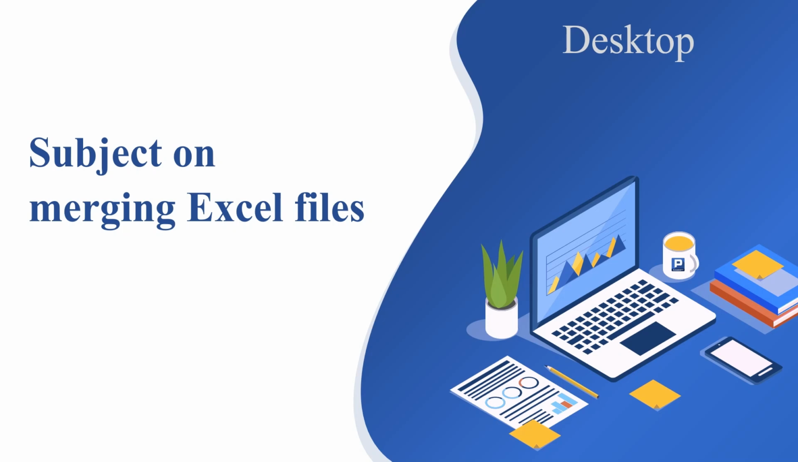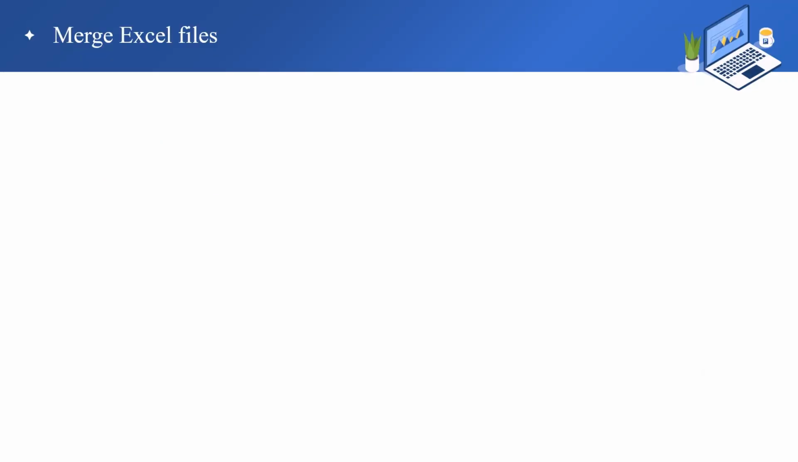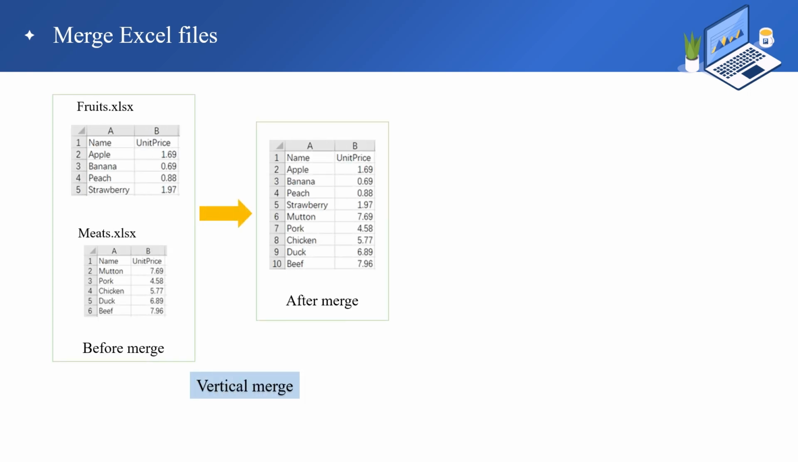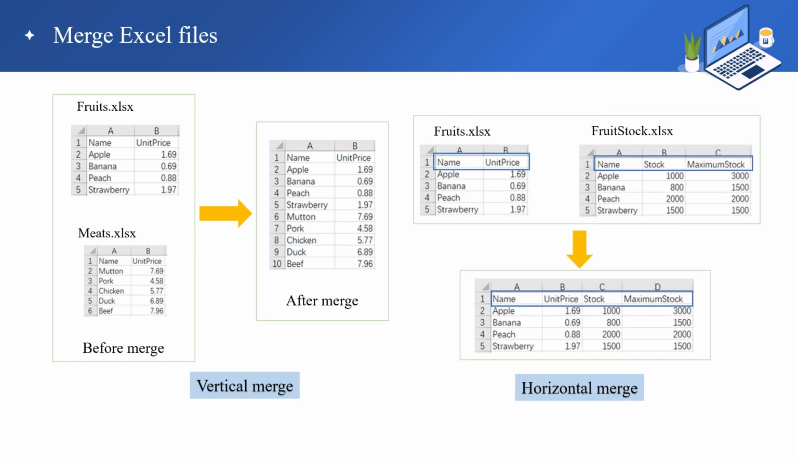Subject on merging Excel files. Merging Excel files is a kind of issue we often encounter in our daily work. For example, we often need to merge rows of Excel tables vertically or merge columns horizontally. For simplicity, we will refer to these two operations as vertical merge and horizontal merge respectively in this subject.